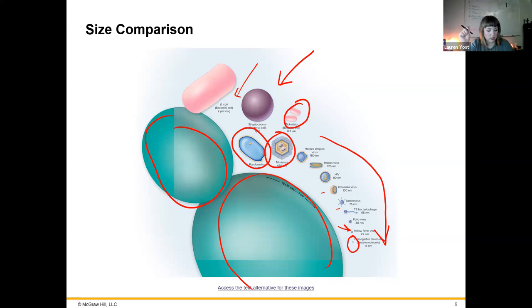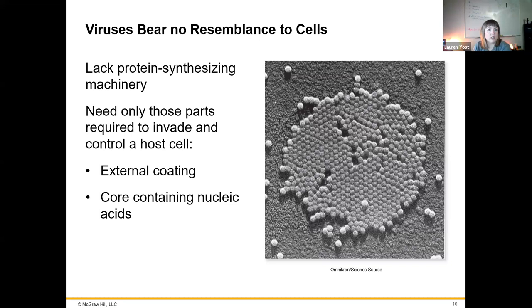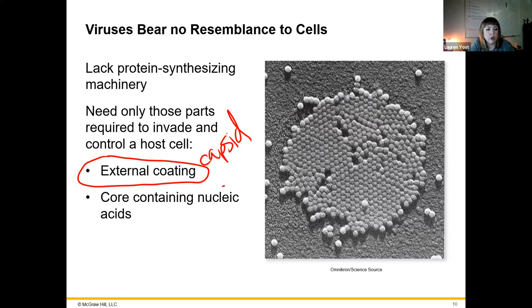So they don't look at all or resemble cells. They don't function like cells. There's really nothing about viruses that is like cells at all. The only thing they absolutely must have is an external coating of some kind. We call this a capsid. And then we have to have a core that contains the nucleic acid. So those are the things that you need: the capsid, that's the coating, and the nucleic acid, that's their genetic material.